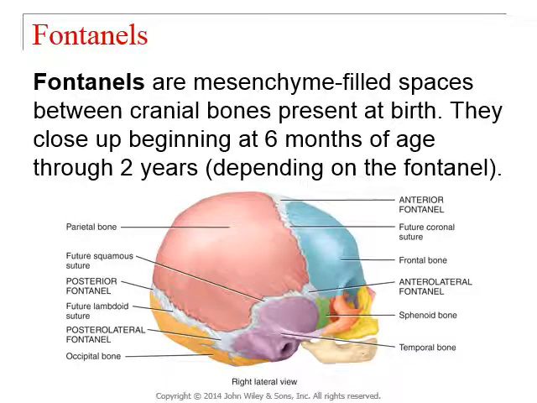Next I'm going to show you what an infant skull looks like, actually found in utero at the same time. Very simply, the sutures are not fully present as of yet. Right now they're actually formed as fontanelles. These are going to be mesenchyme-filled spaces between the cranial bones that are present at birth. They close up between 6 months and up to 2 years of age.